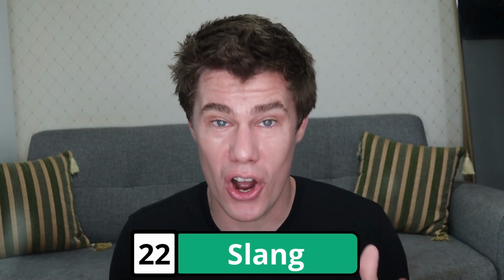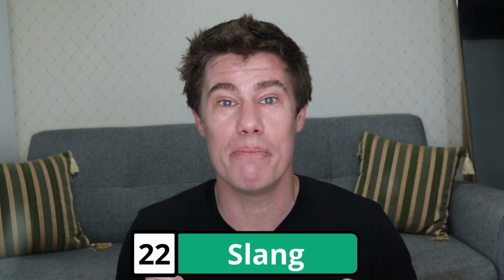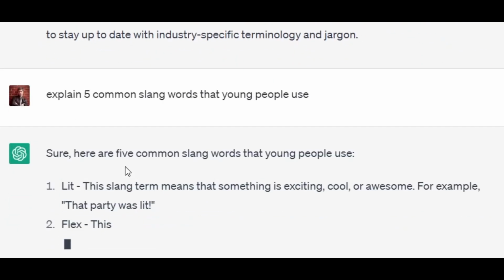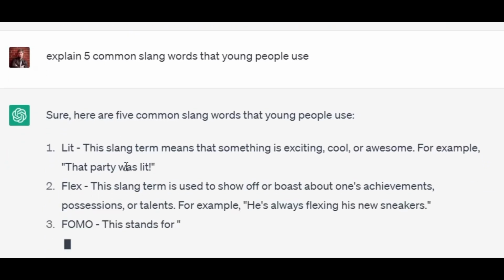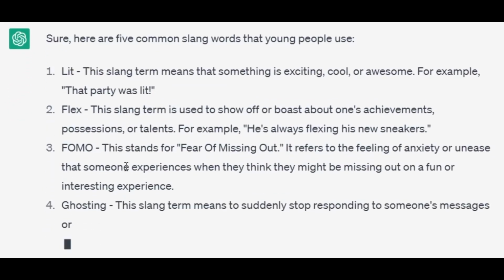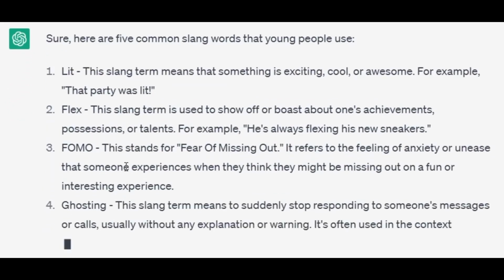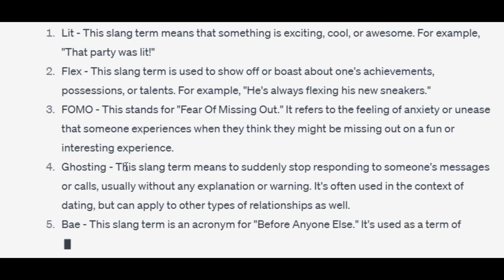Which brings us to jargon or slang words. You can learn some common slang that young people use. Lit. This term means that something is exciting or cool. The party was lit. Flex. This slang term is used to show off or boast about one's achievements or possessions or talents. For example, he's always flexing with these new sneakers. I love that they give example sentences for you to use.